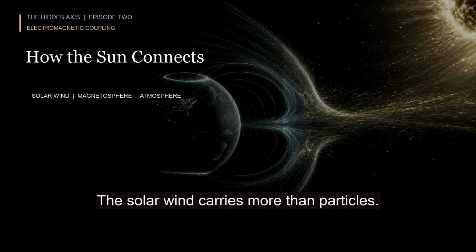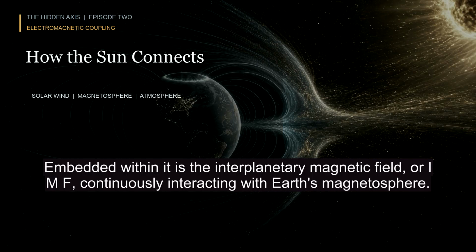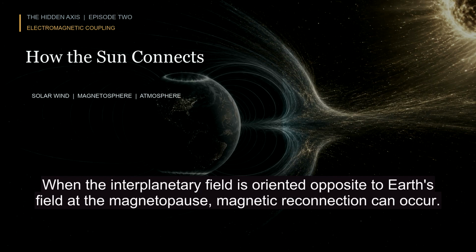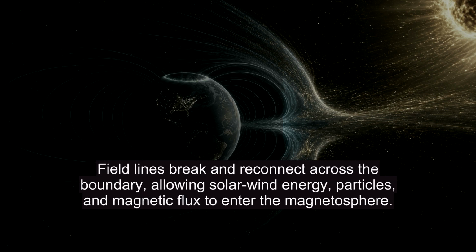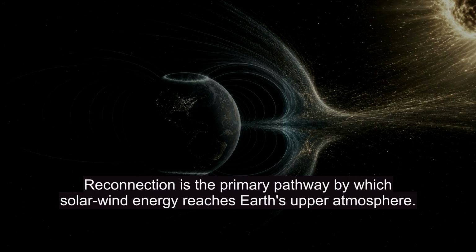The solar wind carries more than particles. Embedded within it is the interplanetary magnetic field, or IMF, continuously interacting with Earth's magnetosphere. When the interplanetary field is oriented opposite to Earth's field at the magnetopause, magnetic reconnection can occur. Field lines break and reconnect across the boundary, allowing solar wind energy, particles, and magnetic flux to enter the magnetosphere. Reconnection is the primary pathway by which solar wind energy reaches Earth's upper atmosphere.